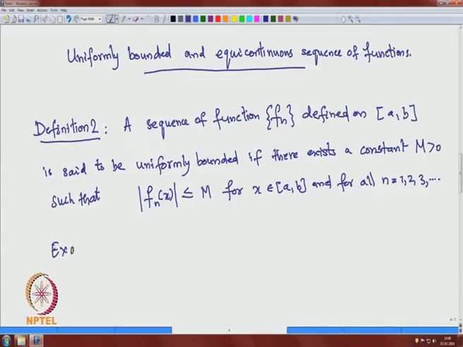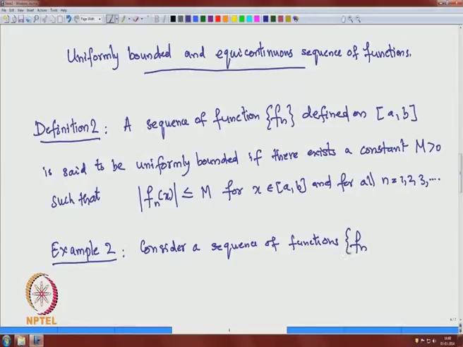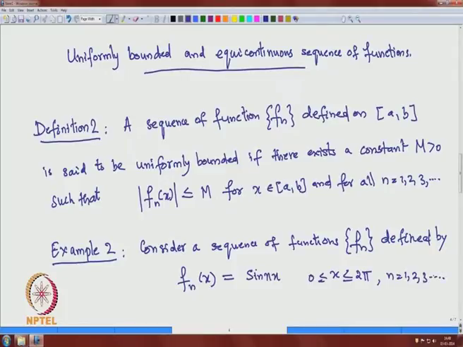An example of this, example 2. So, consider a sequence of functions Fn defined by Fn of x is equal to sin nx, where x is varying in the interval 0 to 2 pi and n is equal to 1, 2, 3, etc. is a sequence of functions.